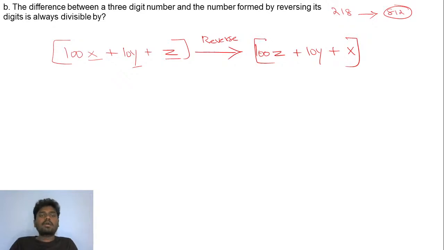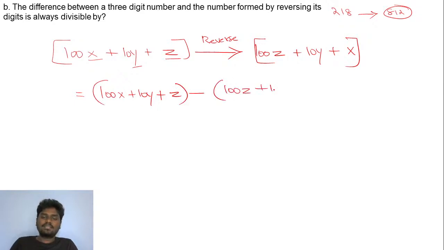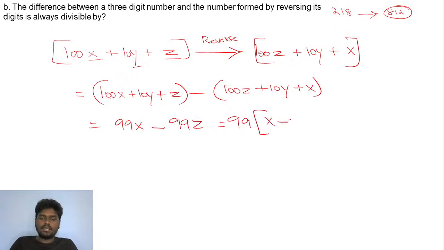Now you are asked to find the difference. So if you take 100x plus 10y plus z minus 100z plus 10y plus x, if you try to do this, 100x minus x will give you 99x, 10y minus 10y will get cancelled, and z minus 100z will give you minus 99z. So listen very carefully. If I take a common of 99 outside, I'll be getting x minus z. So listen very carefully, guys. You have got a difference which is actually a multiple of 99.